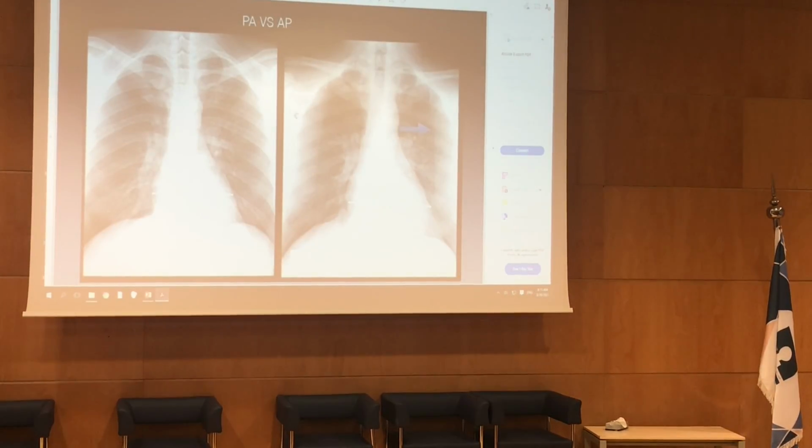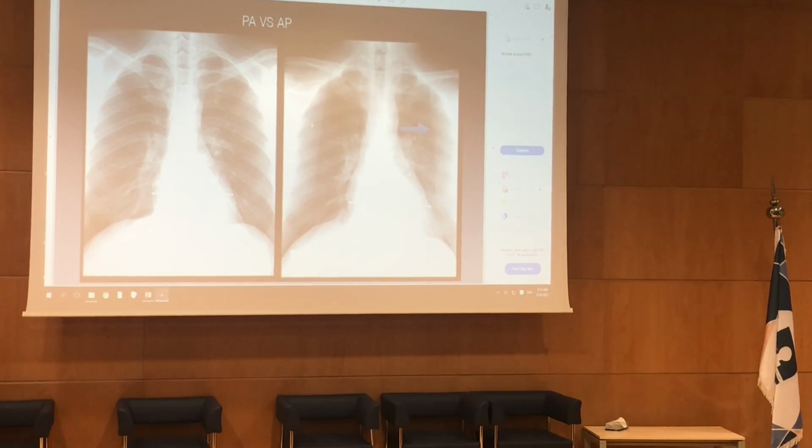Yeah. So this is a PA versus an AP. The diaphragm is almost the same in both. But you will notice here that this line is longer than the other line, and they are the same patient, right? So it gives you an apparent increase in size of the heart. So you really cannot comment, you're not supposed to comment on the heart size in an AP. And that's what we usually say.